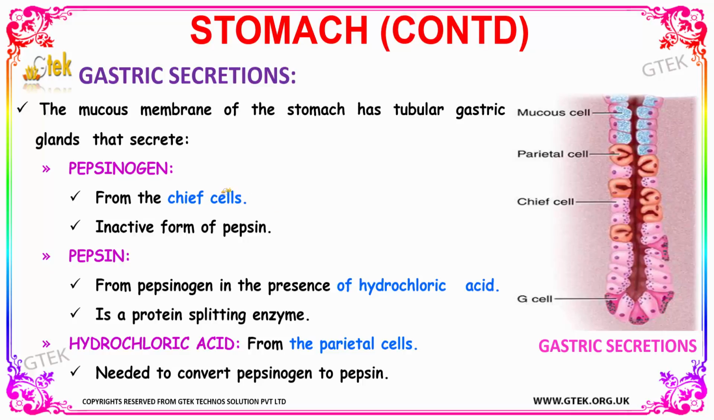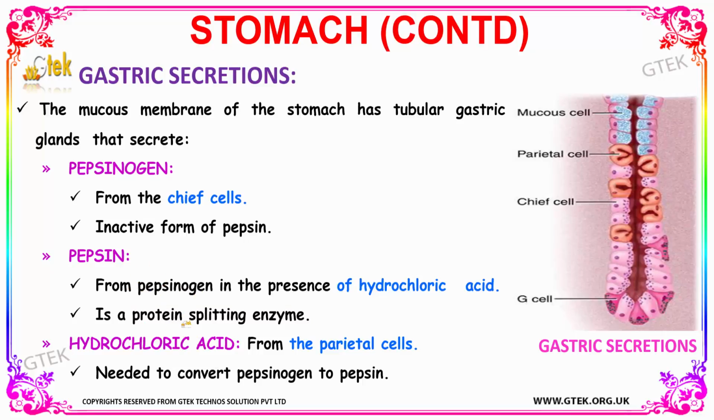Your pepsinogen is generated by your chief cell, and it is nothing but the inactive form of pepsin. Your pepsin, which is produced from the pepsinogen, is formed in the presence of hydrochloric acid. Your pepsin is nothing but a protein splitting enzyme. So that is about the pepsin.